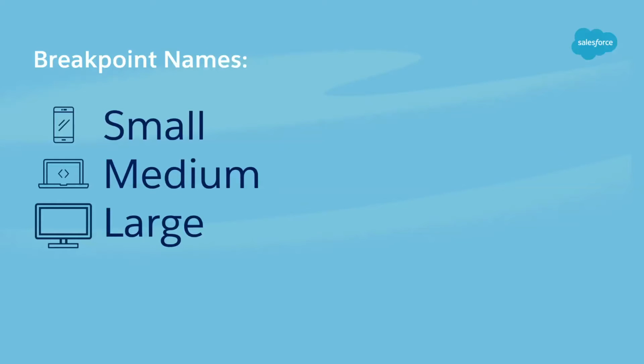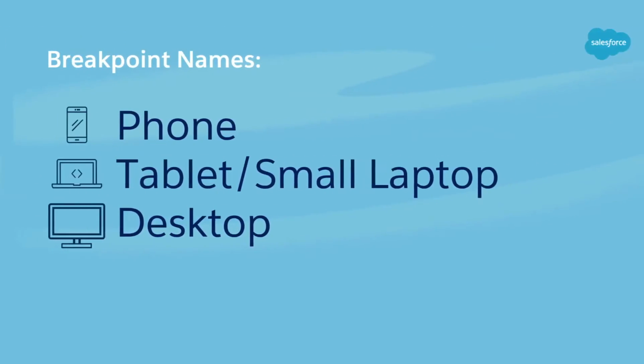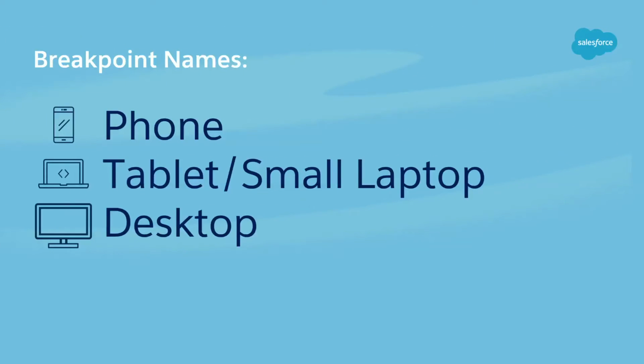So getting into some of these breakpoint names, I just want to point out, we live in this world where new devices are popping up all the time. And so we don't want to describe our breakpoints by the actual device name. So we don't want to say phone, tablet, desktop. We want to describe it through the size of that device. So in this, we have 3 explicit sizes called small, medium, large. And those essentially translate to phone, tablet or small laptop, and desktop.